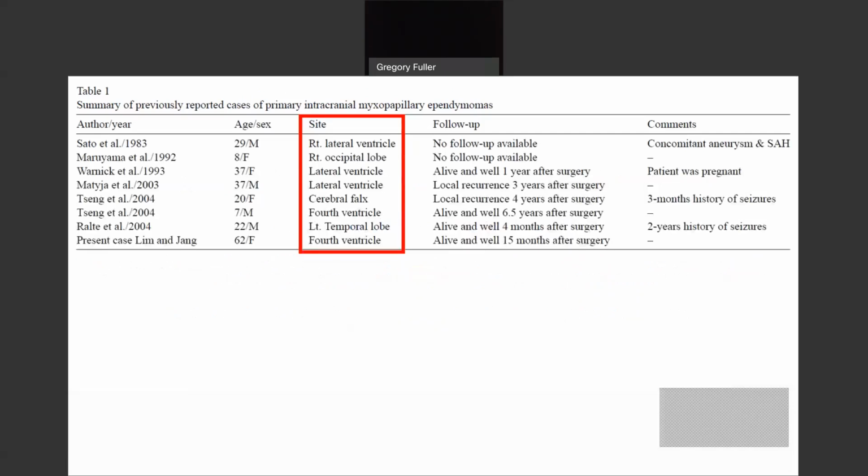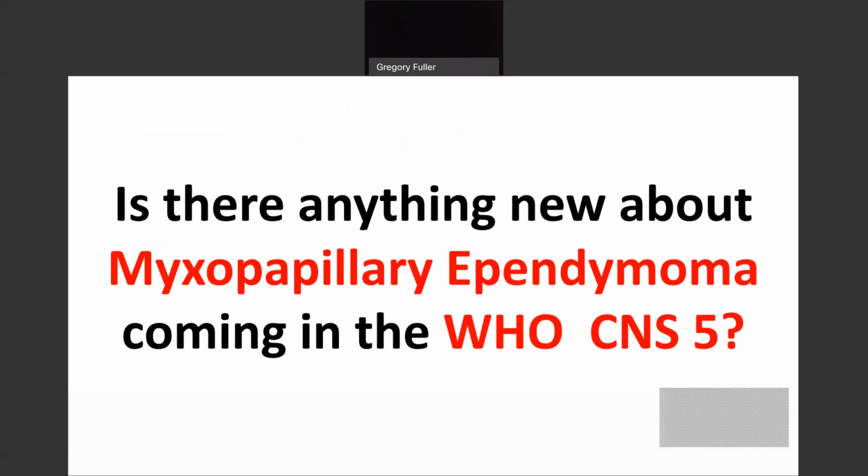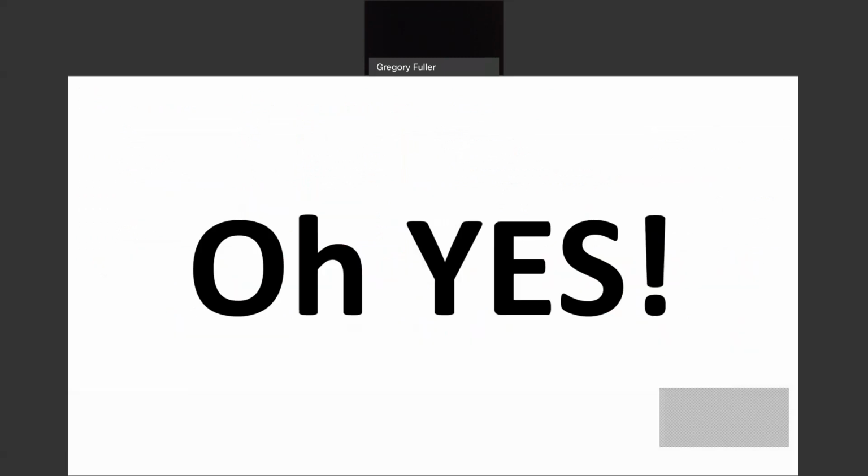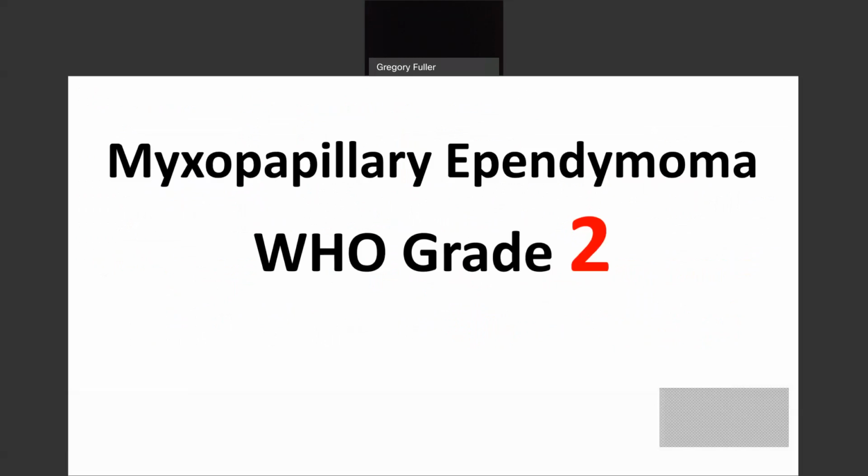Look, these are all the cases of intracranial, not spinal, not lumbar cistern, but intracranial myxopapillary ependymoma, going back to, what, 1983, all the way forward there. So you should know. I just want you to know it exists. All right, now that's a quick segue. Is there anything new about myxopapillary ependymoma in the forthcoming WHO CNS5? Oh, yes, there is. For example, classical lumbar cistern myxopapillary ependymoma, WHO grade 2, not 1, grade 2. Yes, because of its behavior. All right, it's frequently out of the box, slow mobility, hard to get rid of.